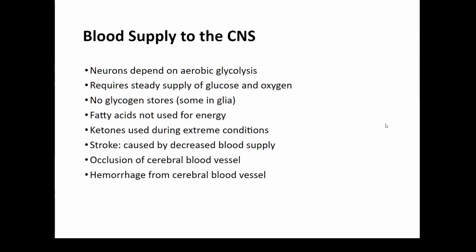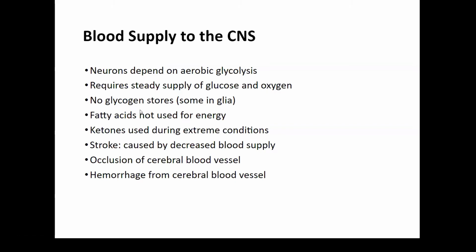So special things to know related to the blood and the brain here is that neurons depend on aerobic glycolysis, which is to say, we talked about lactic acid fermentation. We talked about how muscle cells can still produce energy when there's no oxygen around. That's not true for neurons. Neurons need oxygen. Neurons need to go all the way through our aerobic cellular respiration process. So they really, really need a steady supply of both glucose and oxygen. If we run out of oxygen, we don't have a fallback plan.